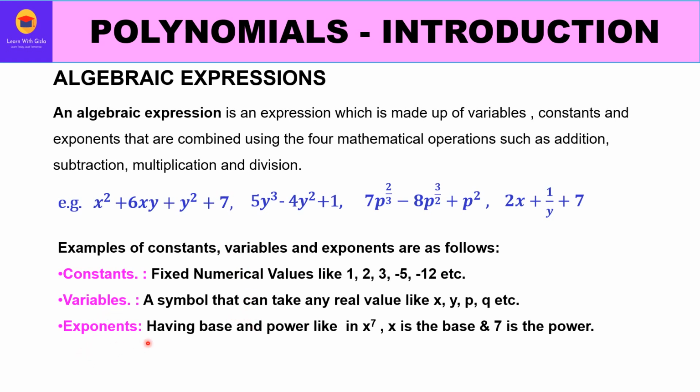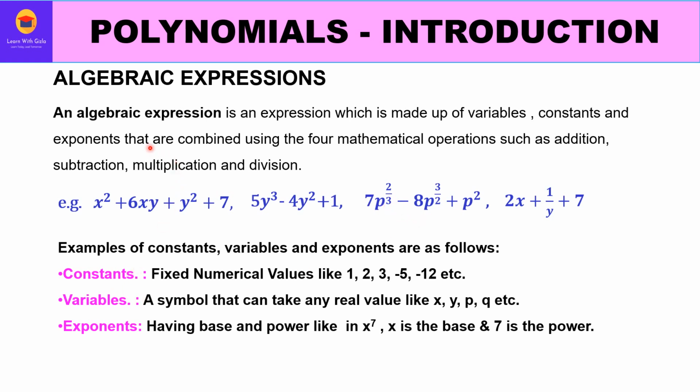What are exponents? Exponents are the ones which have the base and the power, like x raised to power 7. That is the exponential form where x is the base and 7 is the power. So over here in the first case you can say x raised to power 2. Even in this term 6xy, over here x is raised to power 1, y is raised to power 1, y square. Right, over here in this example we have p raised to power 2 by 3. So these are exponents. Right.